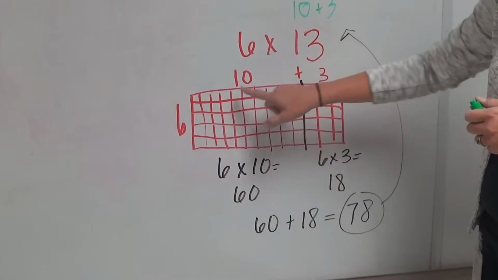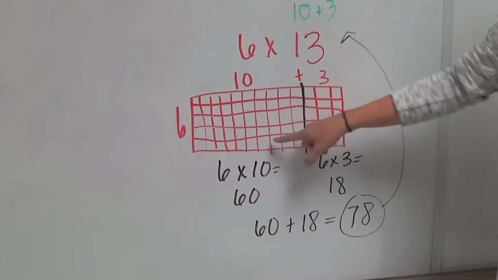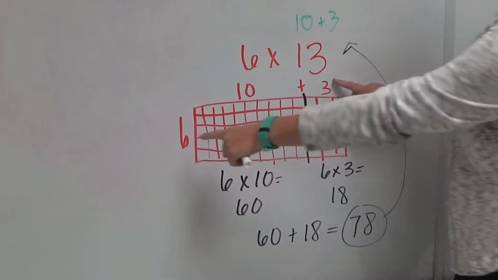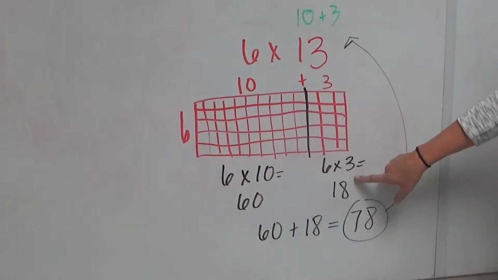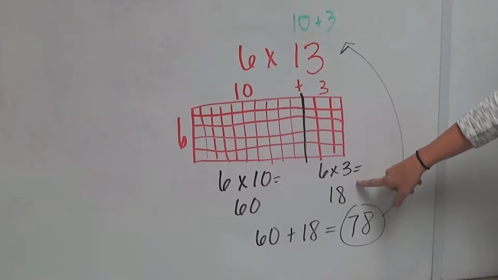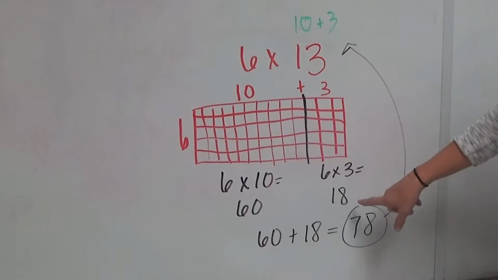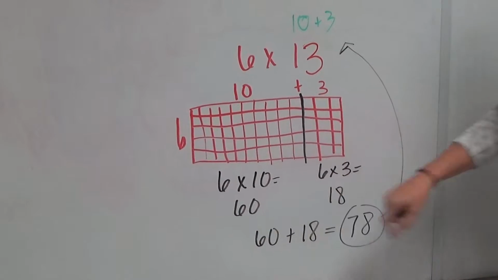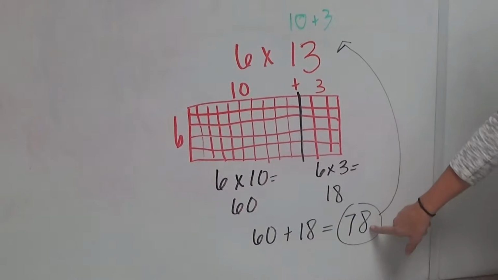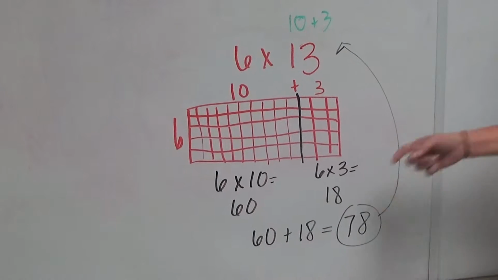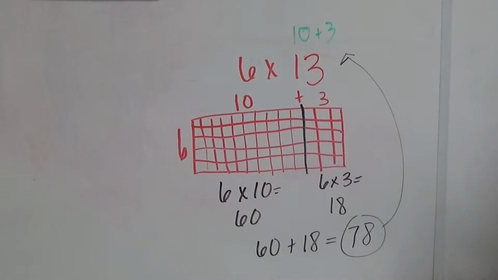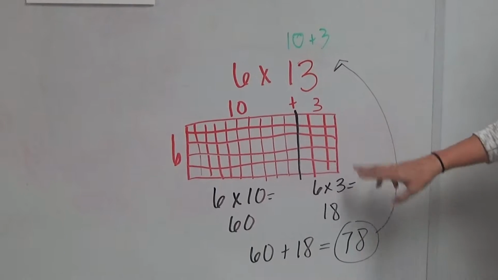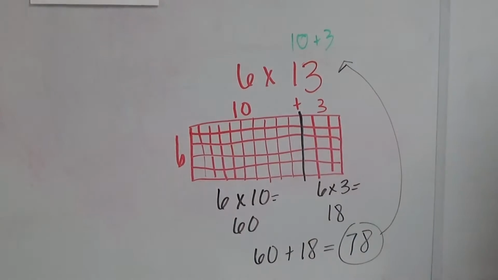So if we counted, there'd be 60 squares in this box. And then here we did 3 times, excuse me, 6 times 3, which is 18. And then we just add up those two numbers to get our sum of 78, which is our product of our multiplication problem. So 6 times 13 is going to be 78. If we counted that, we would have 78 squares.